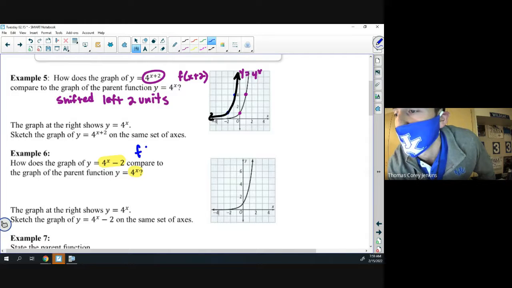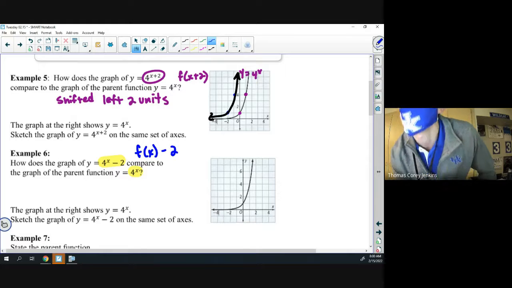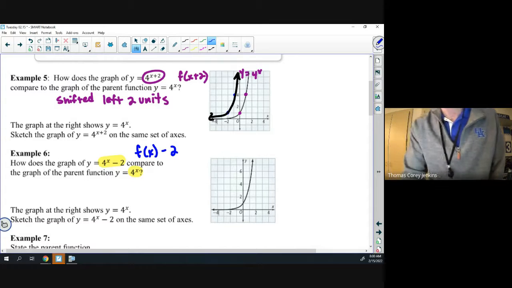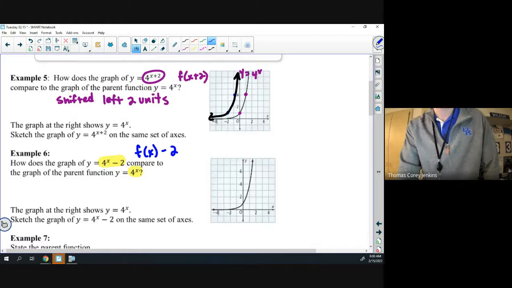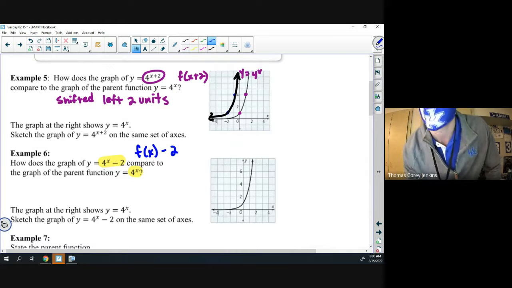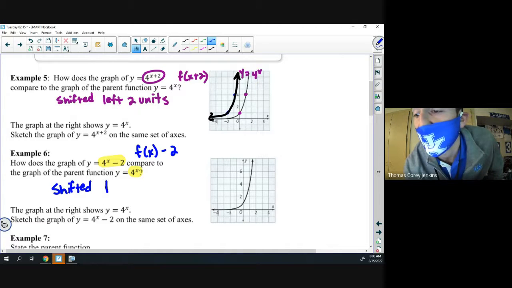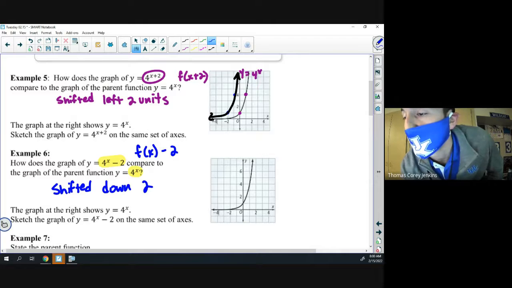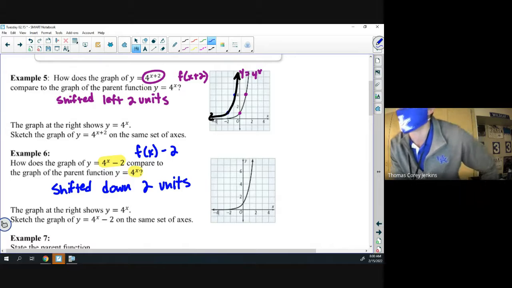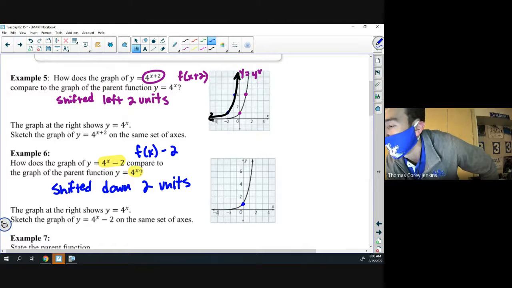So this is of the form f of x minus 2. So if it's outside of the input variable, it's an up or down. So this would be a down 2. So this would be shifted down 2 units. And again, we can just develop that graph based on its parent function. So if we shift everything down 2, instead of 0 goes to 1, we'd have 0 goes to -1. And instead of 1 goes to 4, we'd have 1 goes to 2.